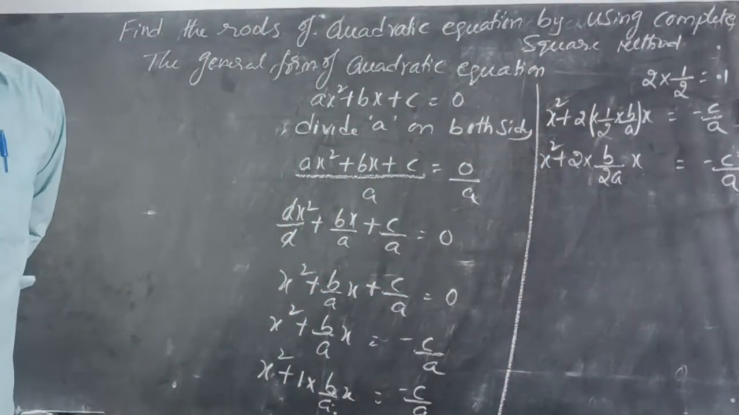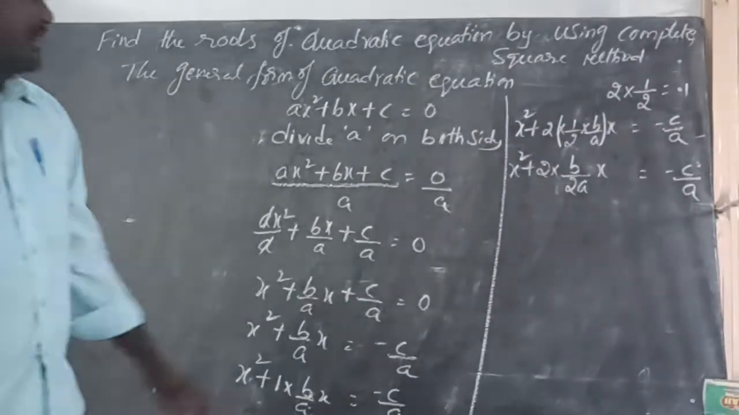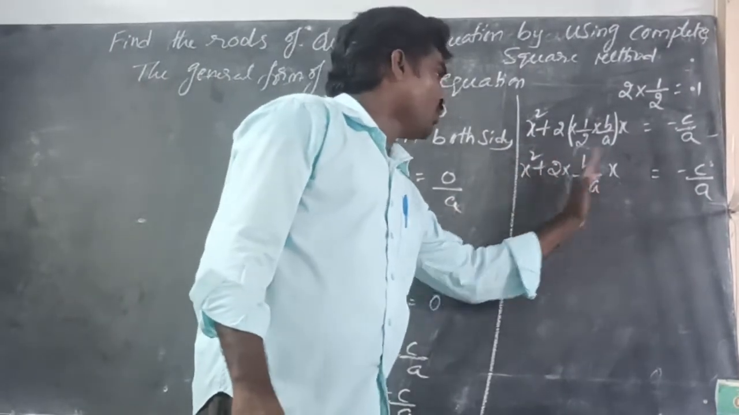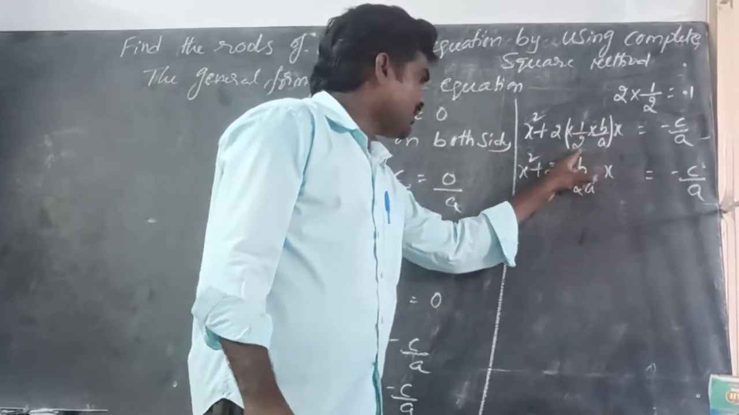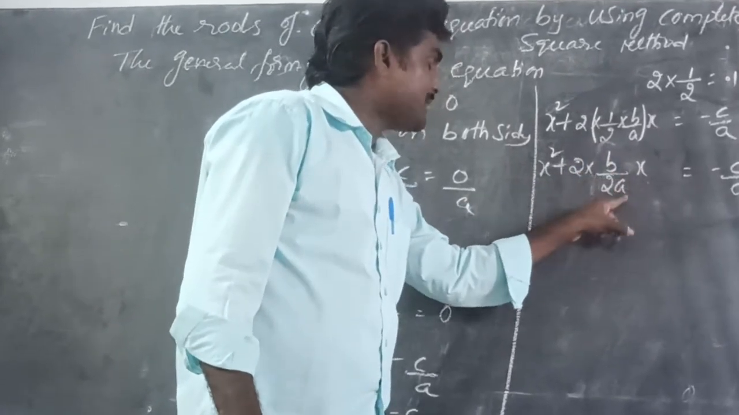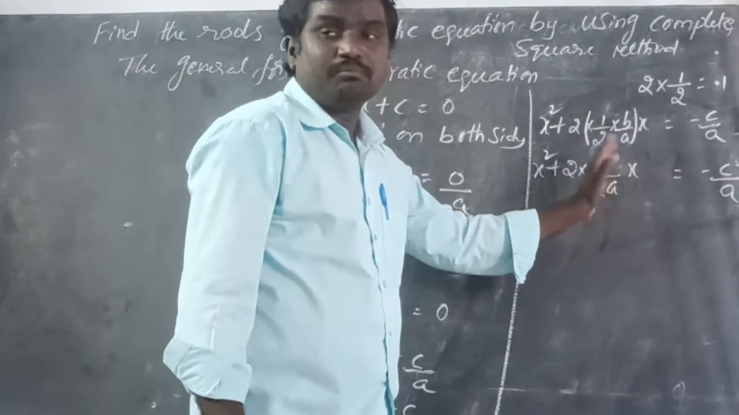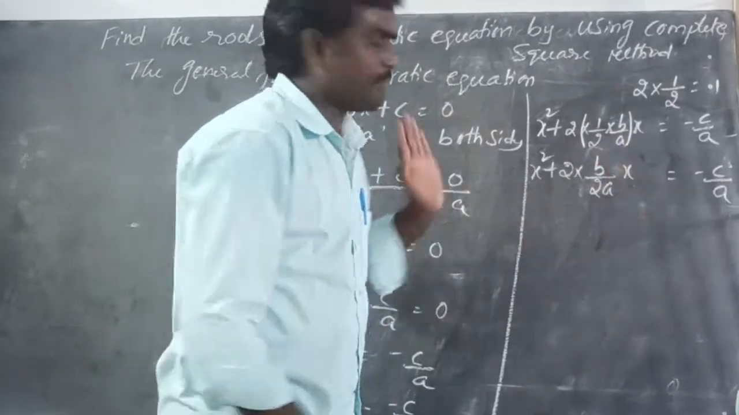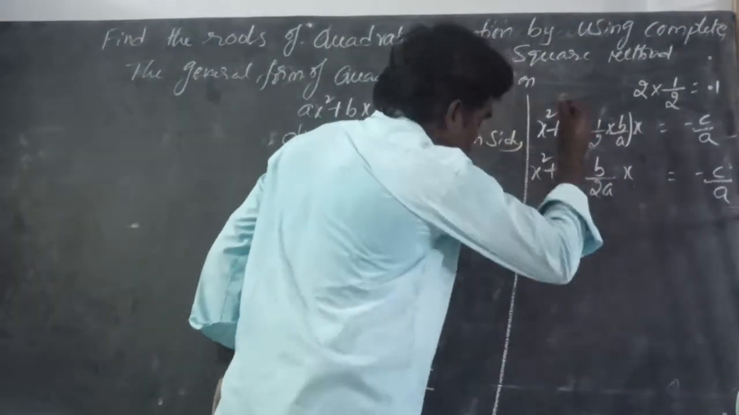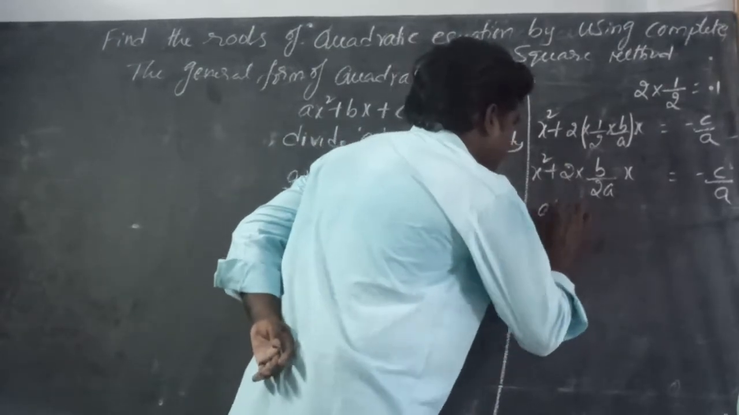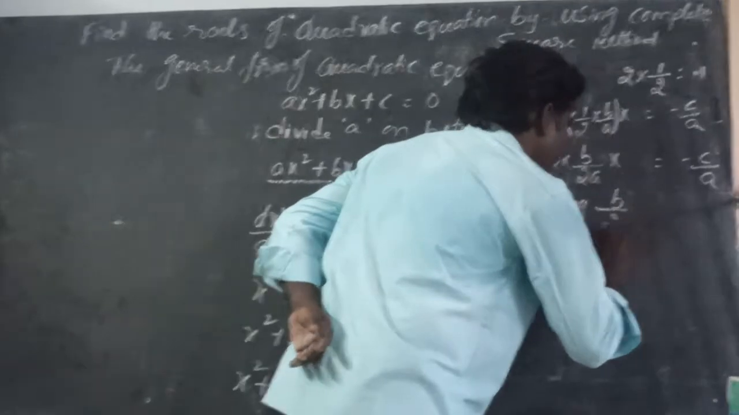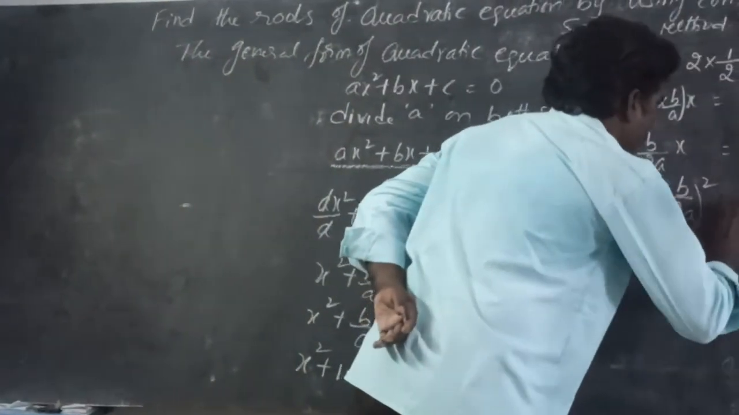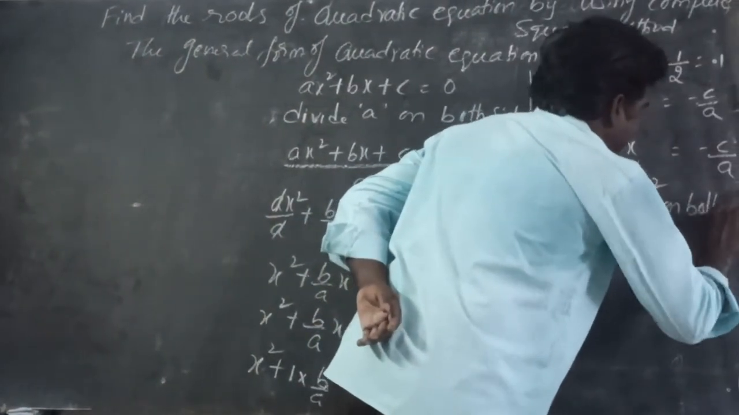a square plus 2ab plus b square. Here what is there? a square plus 2ab is there. So what is the missing term? b square. Here we know that b, what is the b? b by 2a. b square means what? b by 2a whole square. Okay. So here we can add b by 2a whole square on both sides.